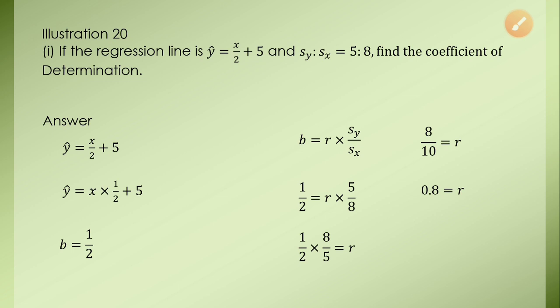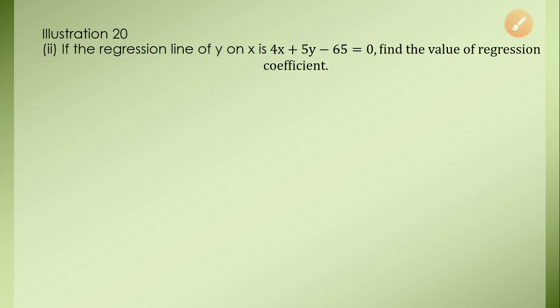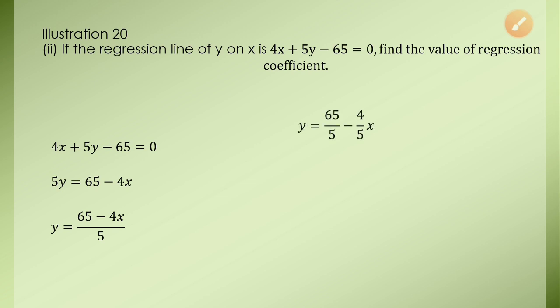Then illustration 20, number 2. A line was given which looks like this: 4x plus 5y minus 65. In this sum I told you that you have to make y the subject. If you make y the subject, then all the variables and digits will go to the other side. If you solve this, you will get y is equal to 65 by 5 minus 4 by 5x. Again the same theory, the digit multiplied with x is called b, so b is equal to negative 4 by 5. You don't have to forget the negative here. The formula was y cap is equal to a plus bx. Here it is negative, so it's minus 4 by 5.